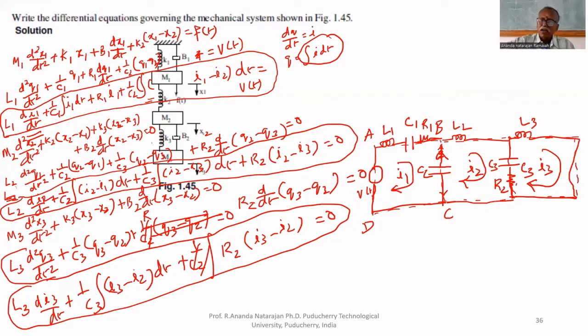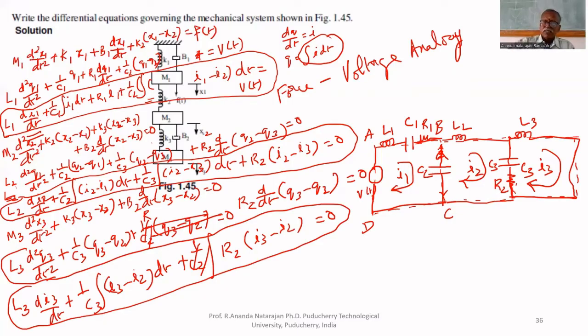This is called voltage analogy. We can say force voltage analogy because force is analogous to voltage. In the same way, we can obtain force current analogy. That is also possible.